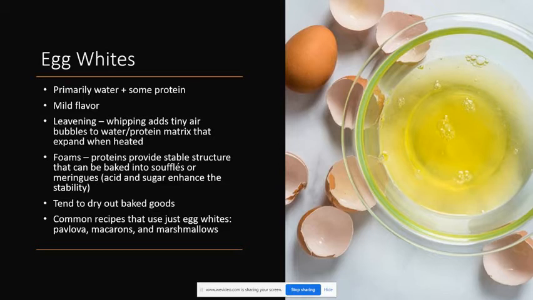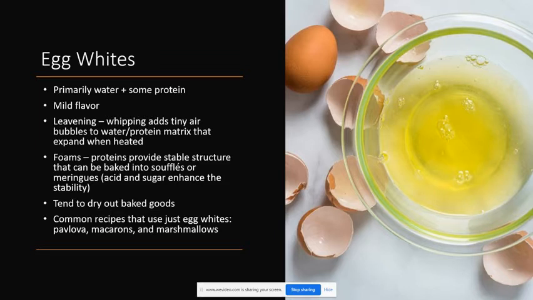The egg whites are often called albumin, and these are, not surprisingly, mostly water. They do have some protein in them as well. They make up about 2/3 the volume of the egg. They have a very mild flavor and no color. One important function of egg whites in recipes is leavening, so actually helping things rise. When you whip eggs, you're adding tiny little air bubbles into that water and protein matrix. And that alone can make a foam, which is the next point there.